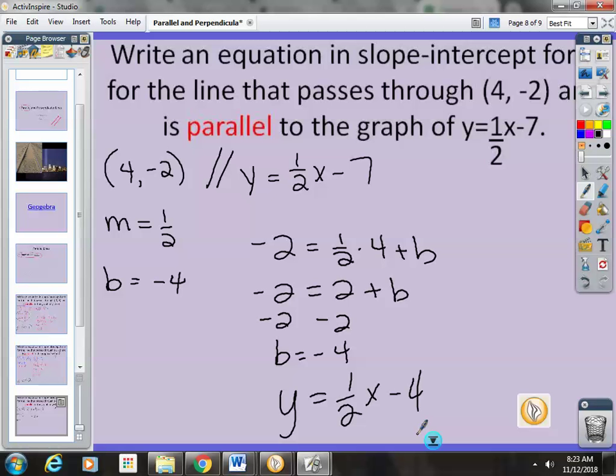That's where I'm going to stop for today. We're only focusing on parallel lines. Tomorrow, we will look at perpendicular lines. You need a textbook. If you don't have one, go and grab one.